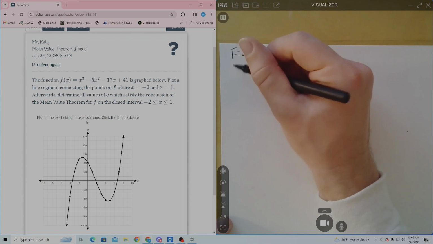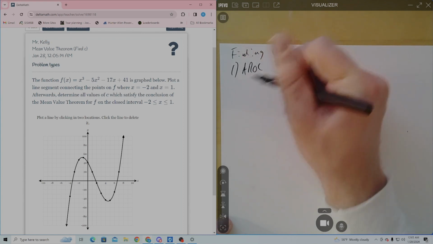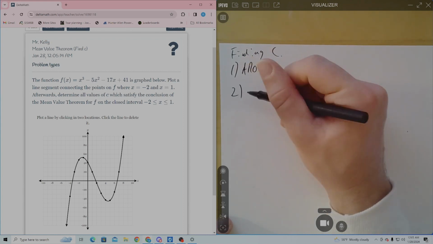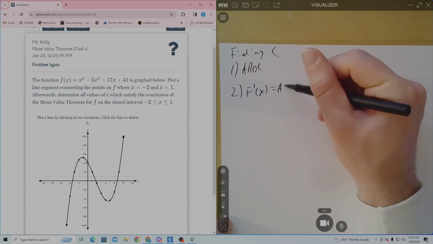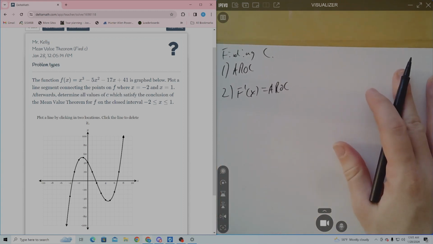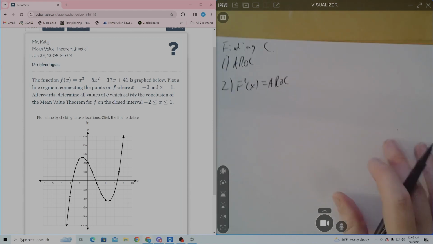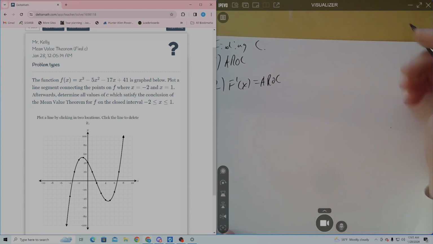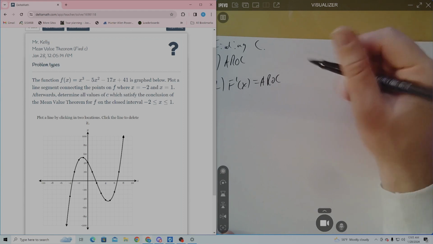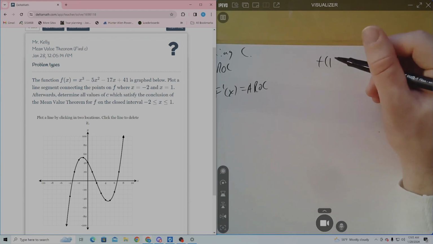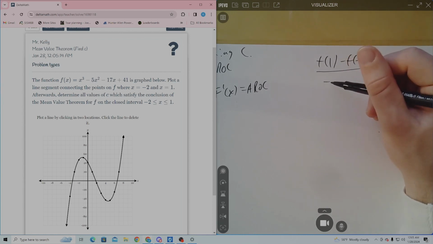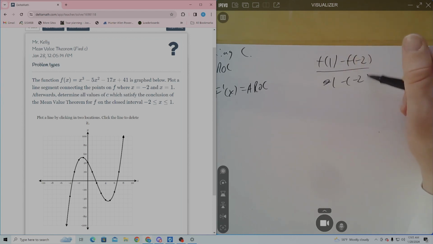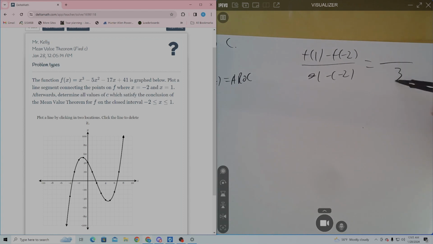It's IROC, then it's derivative equals AROC. I mean, it's kind of just 2 steps. Find AROC, then say the derivative equals AROC. So here, AROC is going to be f of 1 minus f of -2 over 1 minus -2. So it's going to be a 3 on the bottom.